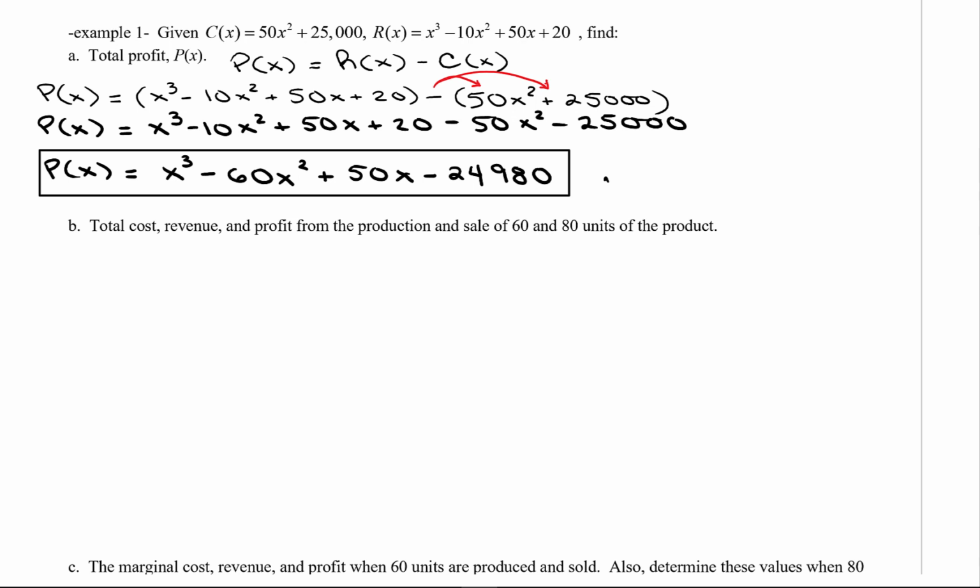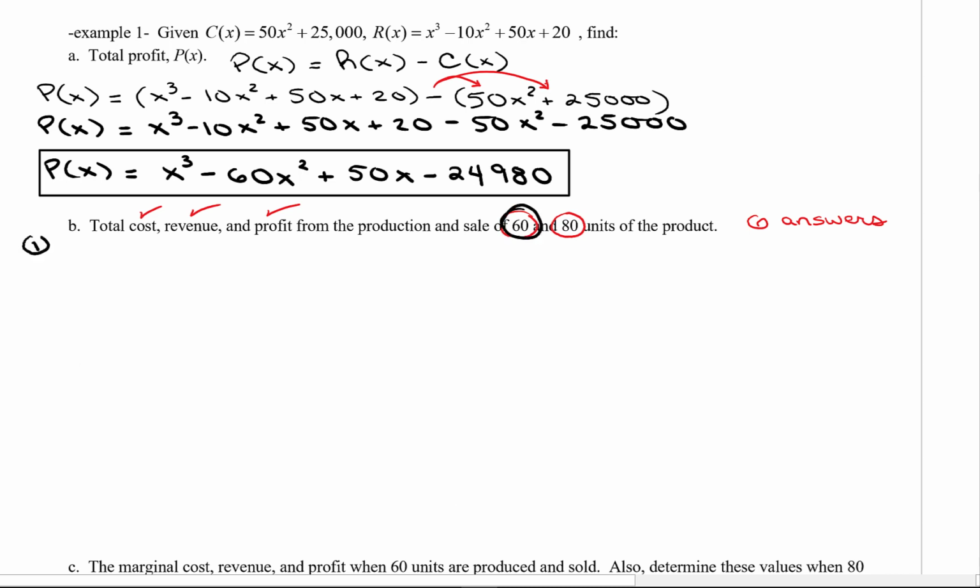Part B is total cost, revenue, and profit from the production and sale of 60 and 80 units of the product. So we are basically looking for 6 different answers. So I'm going to circle the 60 and the 80 to represent the production and sale of 60 and 80 units of the product. And then we're finding total cost, revenue, and profit for each of those numbers. So 6 answers, and I wrote down 6 answers next to there.